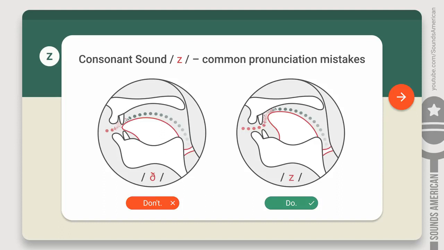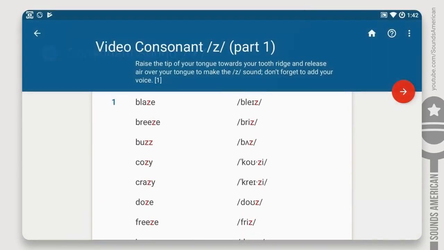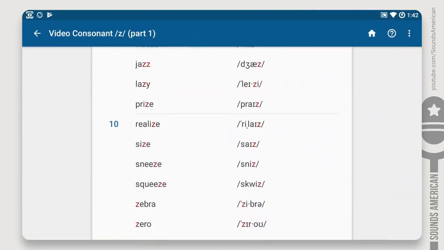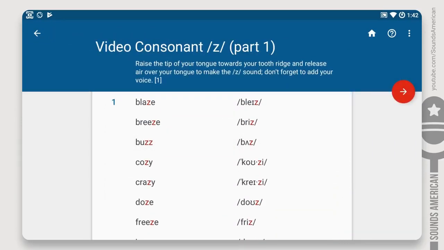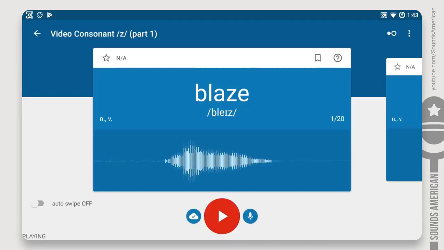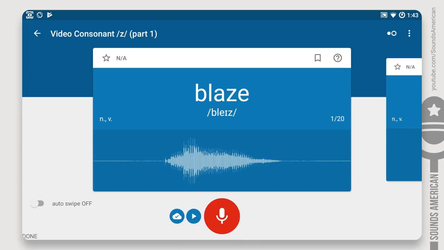After all this theory, how about some practice? This is how it works. You'll see a word on the screen and hear its pronunciation. Like this. Blaze. You'll have a few seconds to pronounce the word. Try to practice as many words as possible. This is the most important part of the whole lesson. Let's start with words in which the Z sound is represented by the letter Z.